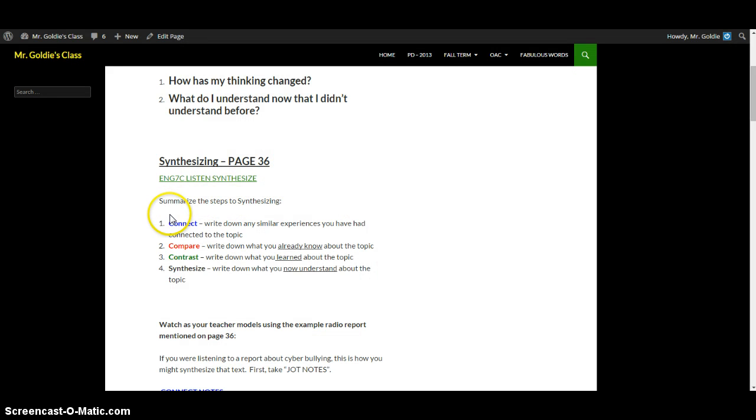I've summarized this for you here. Connect, compare, contrast, and synthesize. So connect. Write down any similar experiences you have had connected to the topic. Compare. Write down what you already know about the topic. Then write down what you learned about the topic, or what you think is different about the topic. Synthesize. Write down everything that you now understand about the topic. Okay? And so I'm going to do an example here for you.